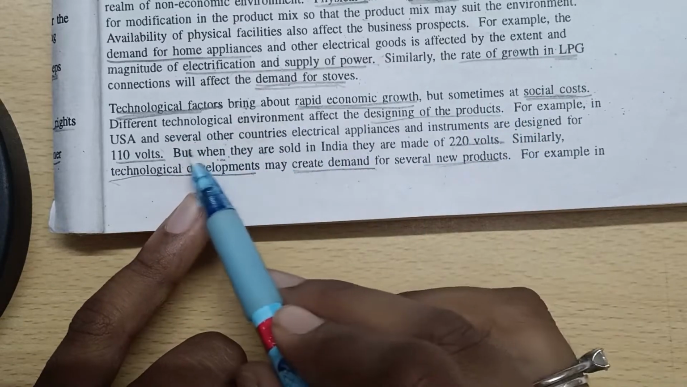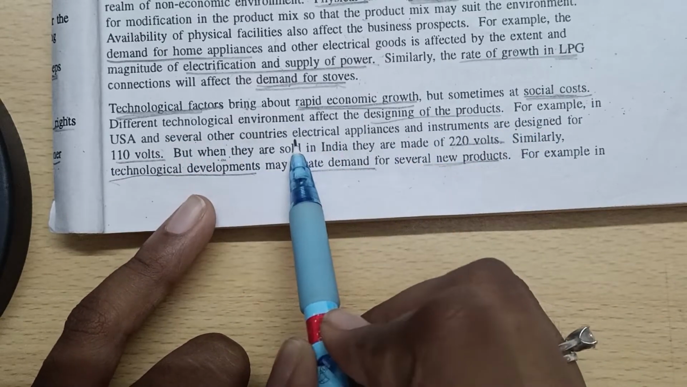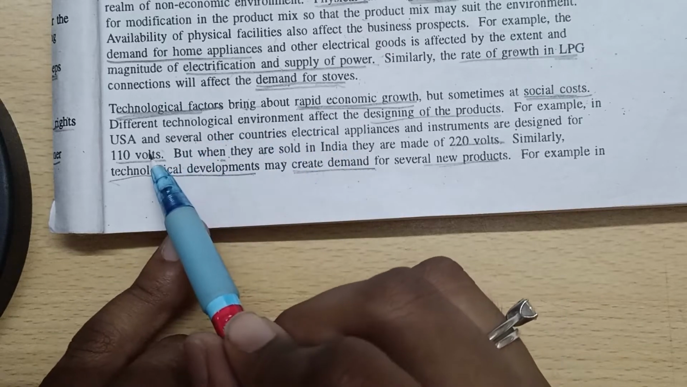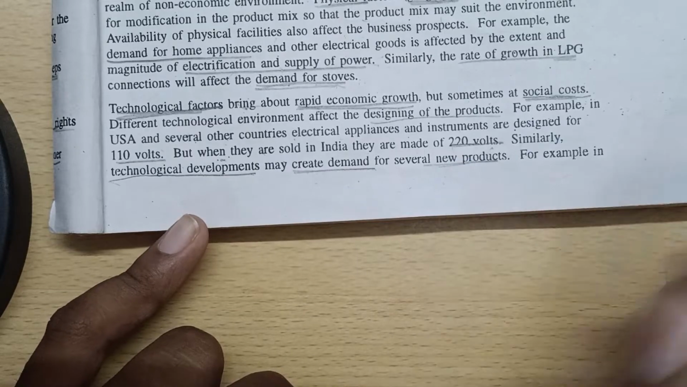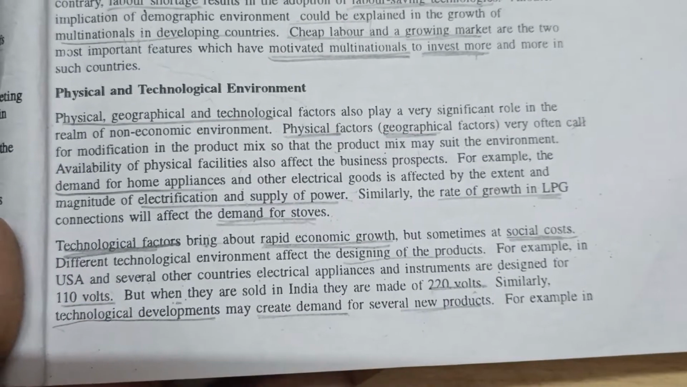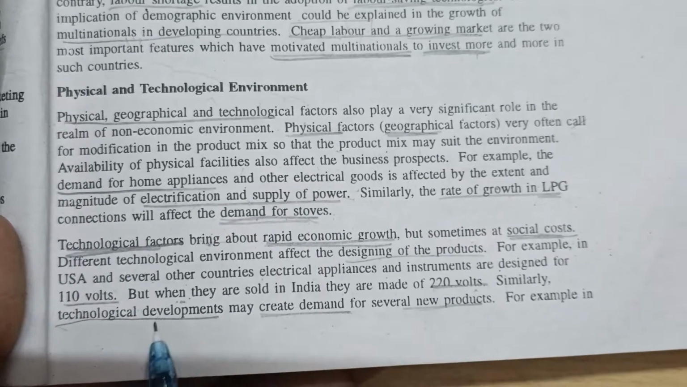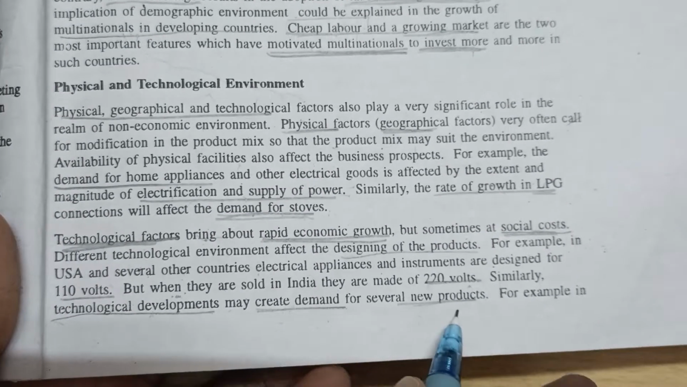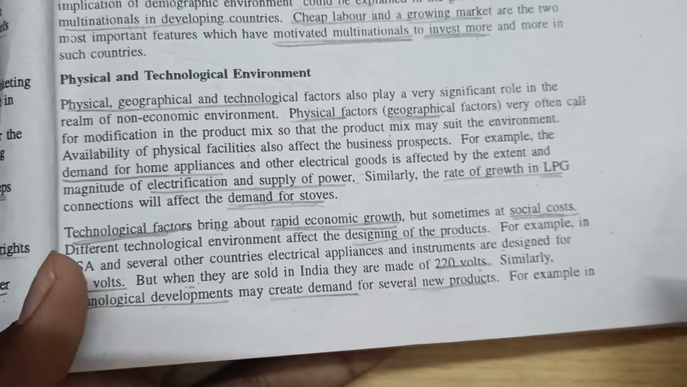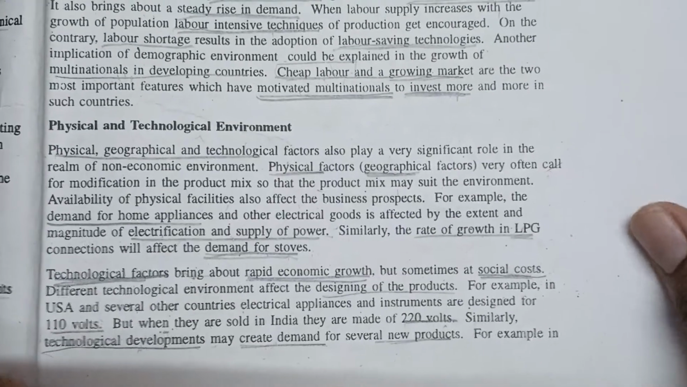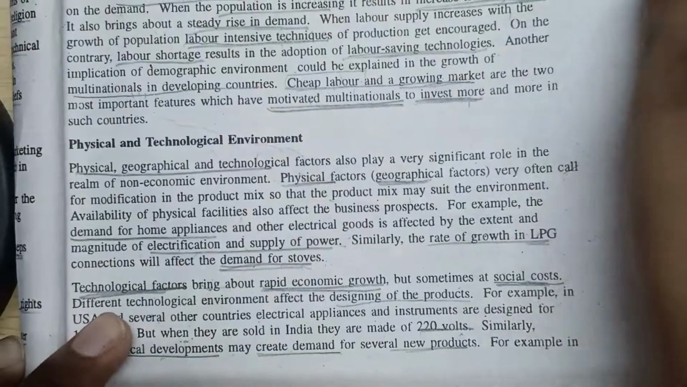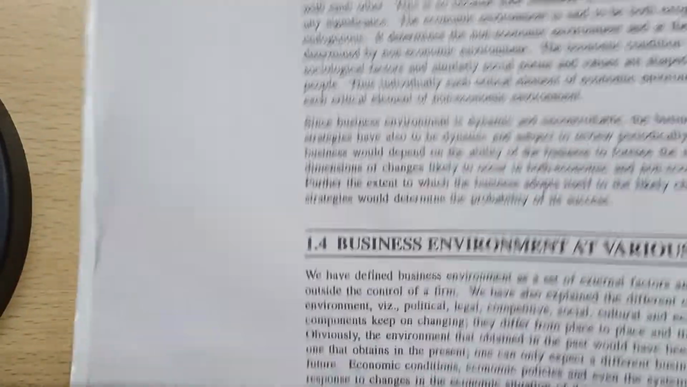You also have to understand that they have given an example where in USA they design products for 110 volts, but in India they are for 220 volts, because depending on the country's demography, products are designed. Similarly, they are saying technological developments may create demand for new products. For example, there is iPhone 12, 13 coming every few months. So in India, people are buying it so much. Even in India, we have so much demand towards iPhones because there are new technologies coming up. So the demand is also increasing.